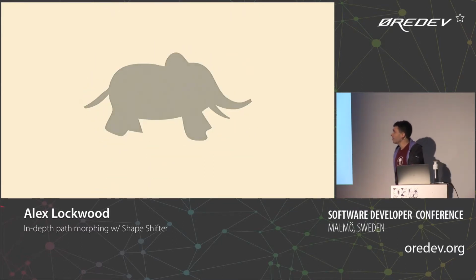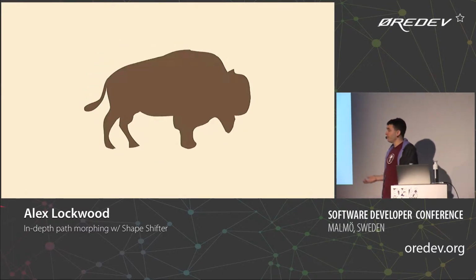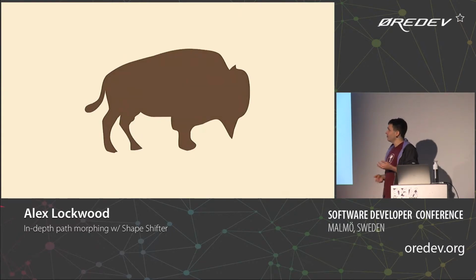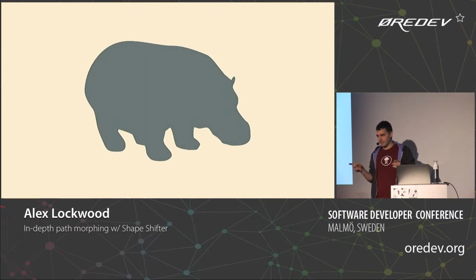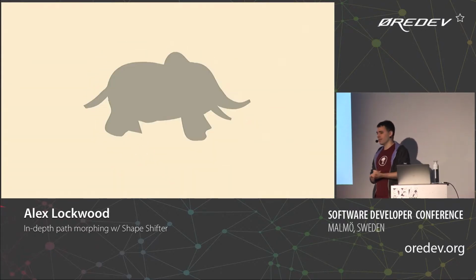So the next question was, how do you do something like this? In this case, the hippo has like 100 points. The elephant has 50, which means that you need to add like 50 dummy points, and you have to drag them all around in order to get the exact thing that you want. It was really annoying and took a long time.